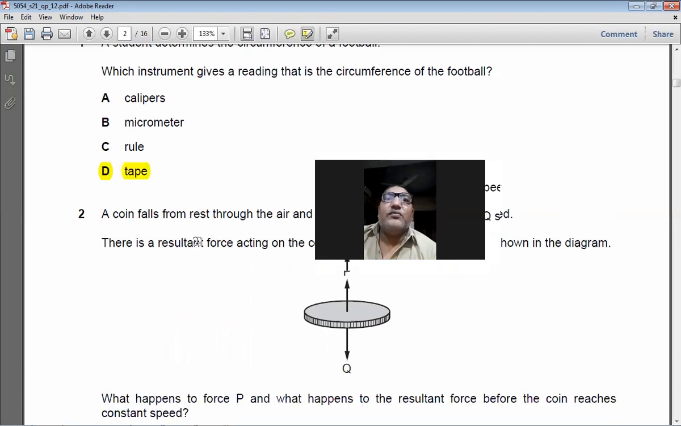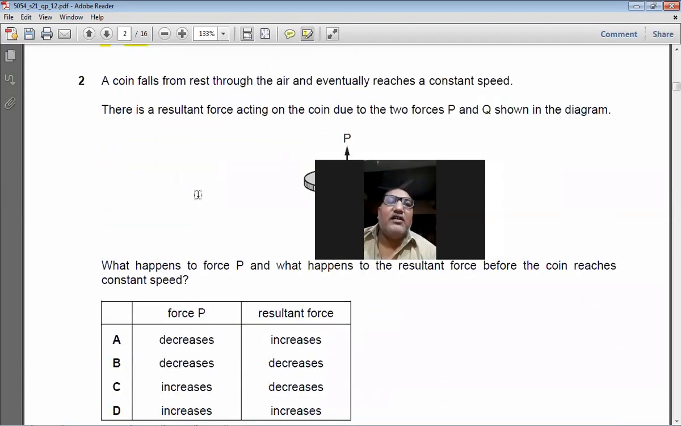So let's go to the next question. I have already solved it. Let me check my answers. I have these answers with me. So for question number 1, yes, D is the right choice.